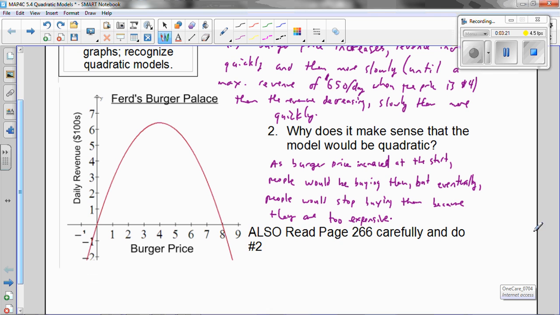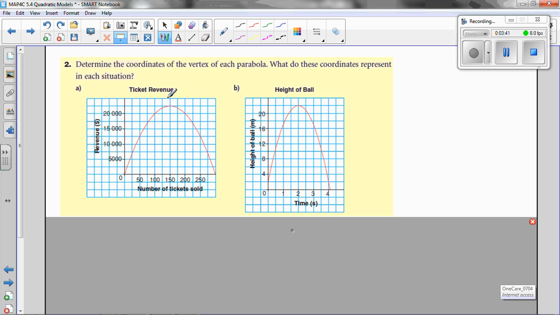That's kind of review. And then we also want you to read page 266 and carefully do number 2. Probably on another piece of paper. I don't think there's enough room on this page, but I am going to take that up shortly, so please try that. Pause the video and try that question on page 266. I'm going to take it up right now.